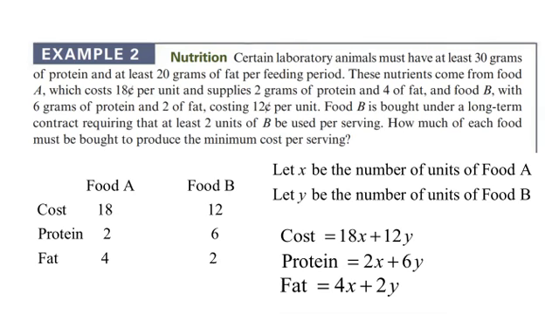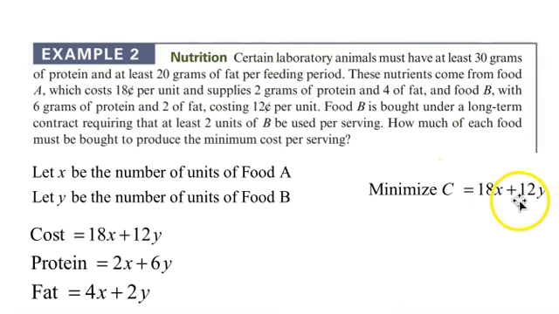Now, protein, what does it say? Certain laboratory animals must have at least 30 grams of protein. So protein has to be greater than or equal to 30. So 2x plus 6y has got to be greater than or equal to 30. And how much fat do we need? At least 20 grams of fat, so 4x plus 2y has to be greater than or equal to 20.